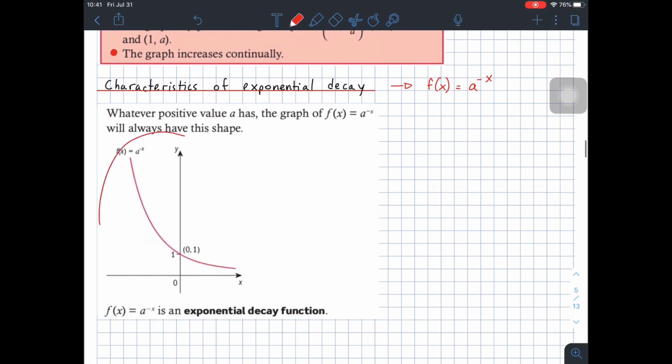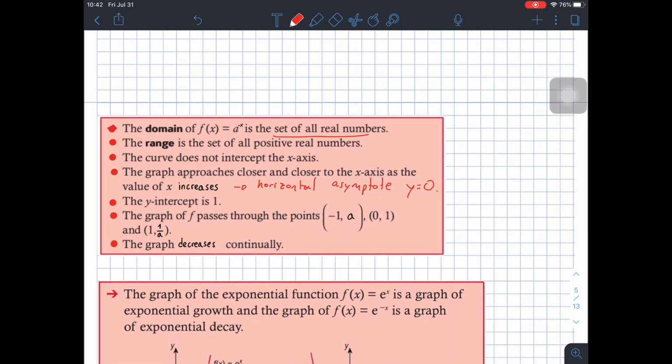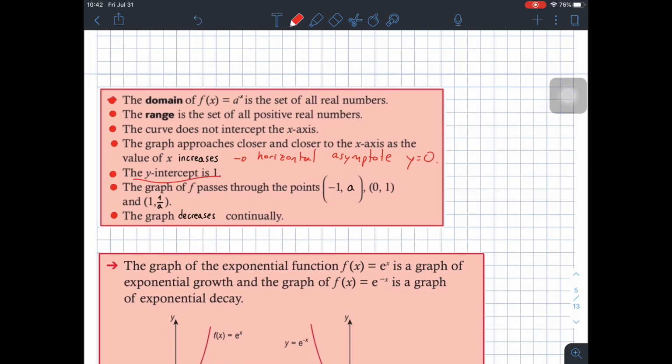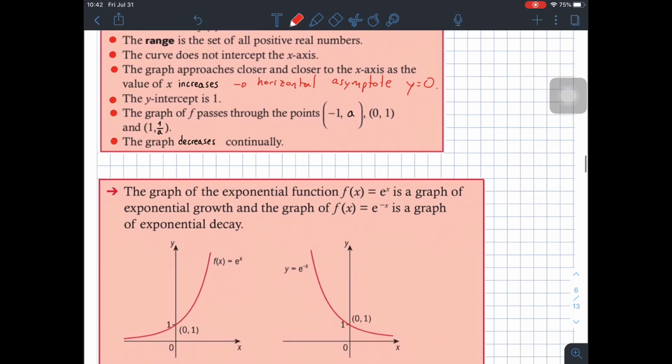And for exponential decay, this is a graph of exponential decay, right? F of x equals a to the power of negative x. And these are the characteristics. The domain is the set of all real numbers. The range is all positive real numbers. The curve does not intercept the x-axis. So up to here, it's all the same as exponential growth. The graph approaches closer and closer to the x-axis as the x values increase. There's a difference here. The horizontal asymptote is still y equals 0. Then the y-intercept is 1, just as in exponential growth. The graph of f passes through these points, and the graph decreases continually.